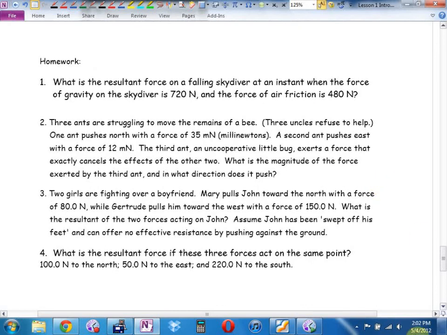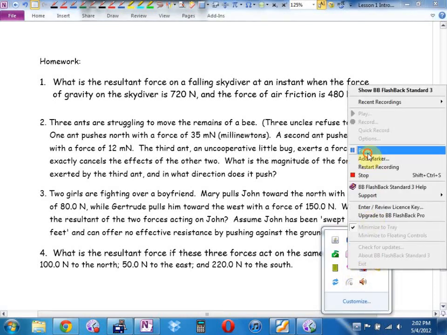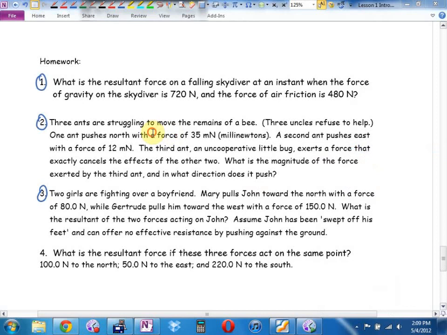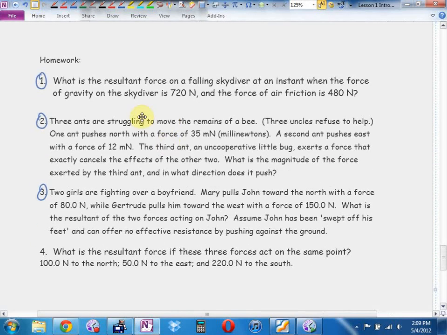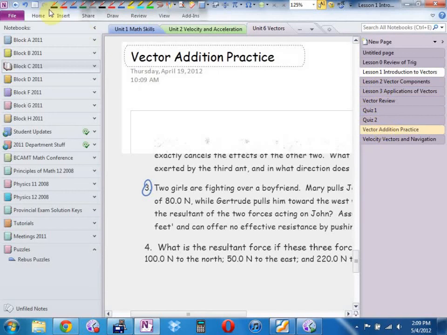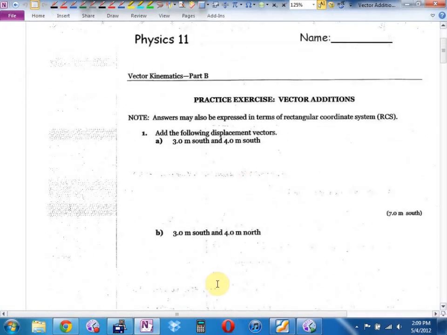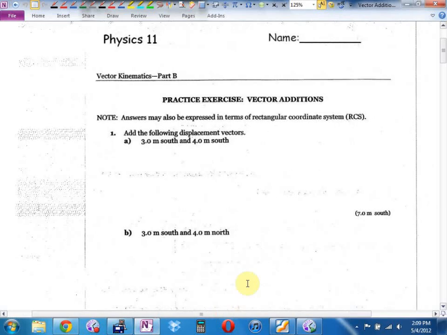I have some vector practice for you, but I also got a kind of a cool video to show you. So hold on. Homework number 1, 2, and 3 from the handout. And then, if you want to take a look at this sheet here, which is called Vector Addition Practice. Eventually, we're going to be doing more, but for now, you can do number 1.